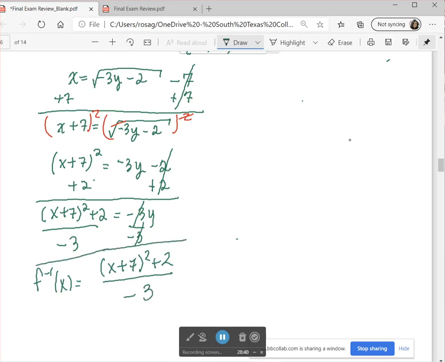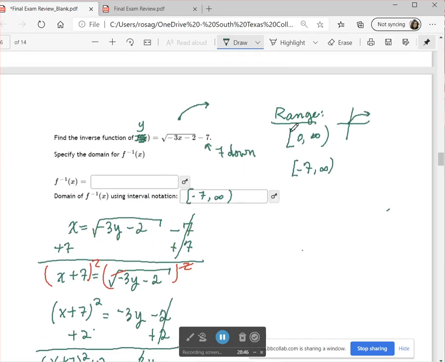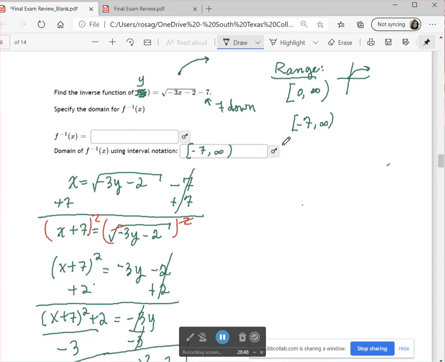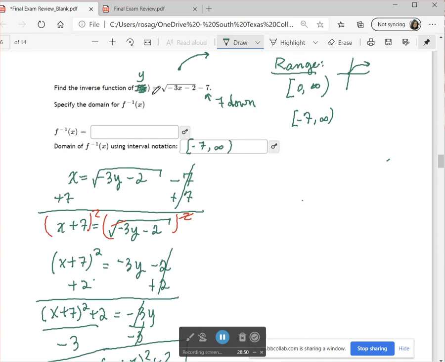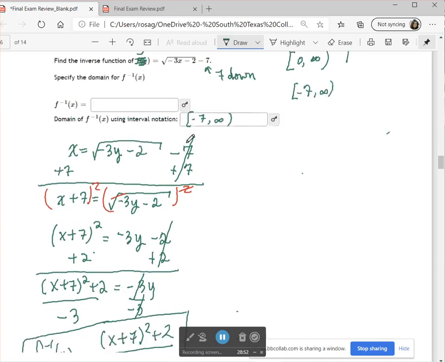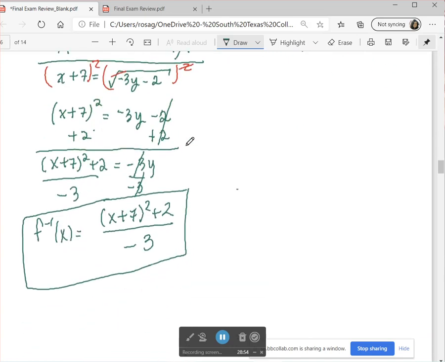Now, if the function were just standalone, the domain would be -infinity to infinity. But this is not a standalone function. It's the inverse of this. So the domain is actually the range of the original one. So that's why it's not infinities. Any question on that?